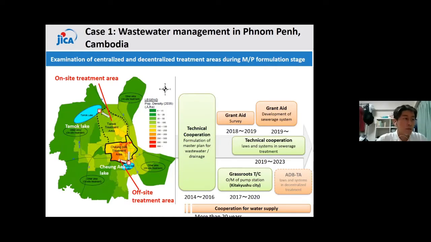And then at the same time, the Kitakyushu city, which is a municipality, a local government of Japan, also supports operating and maintaining the pumping station using grassroots technical cooperation. And then interestingly, the ADB also supports the improvement of roads and systems in decentralized treatment. So with a combination of JICA's cooperation and other implementing agencies like municipalities of Japan and other donor agencies, we have been comprehensively supporting the improvement of the sanitation system in Phnom Penh.